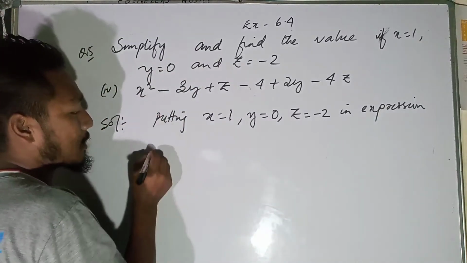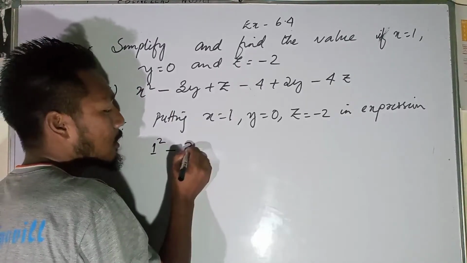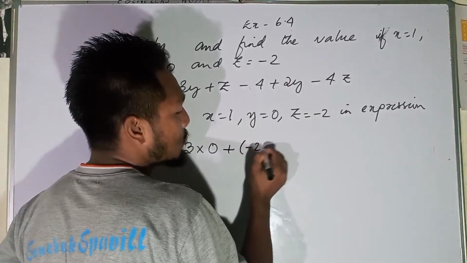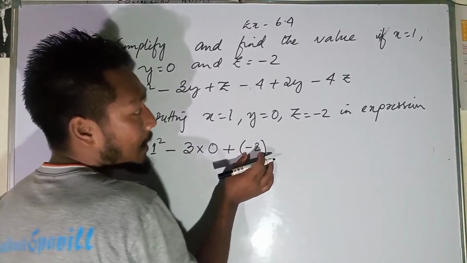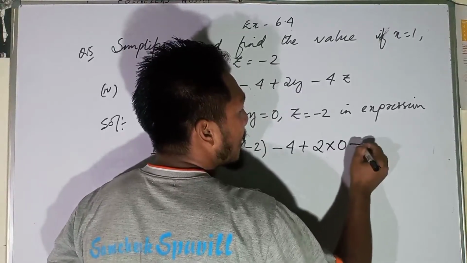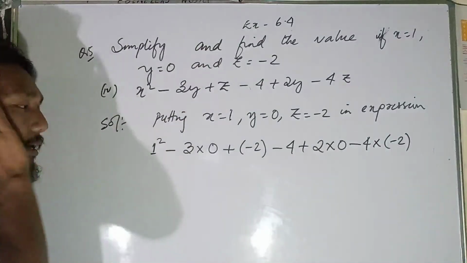So here we have x, that is x1, but x has a square, so I have to put a square here. 3, we have y, 3y, that is 0, plus z, that is minus 2. Okay, plus is given, z we have minus 2, so I have to put it inside the bracket. So minus 4 plus 2, y we have 0, minus 4 into minus 2. Since minus is here, I have to put it inside the bracket.